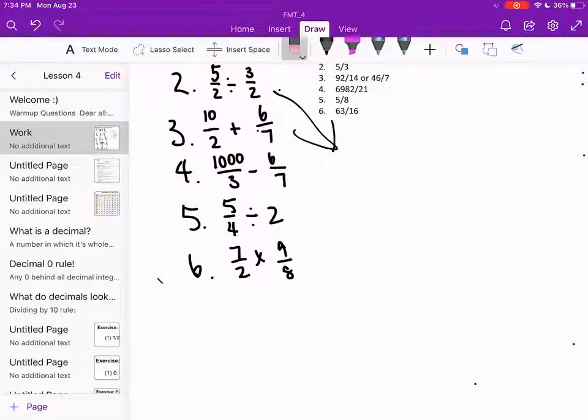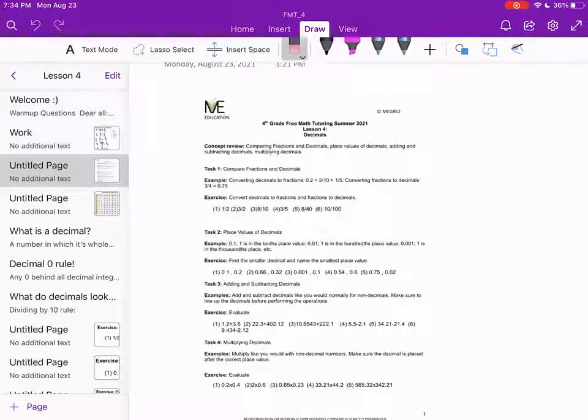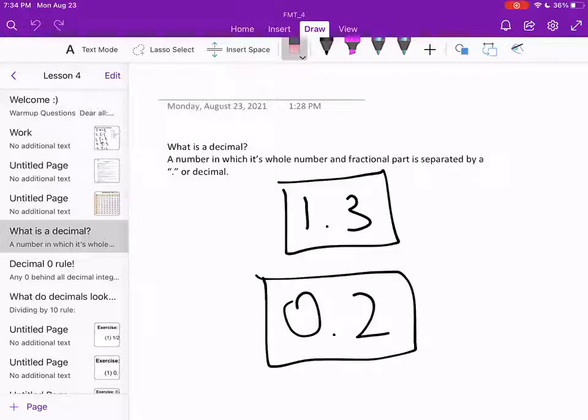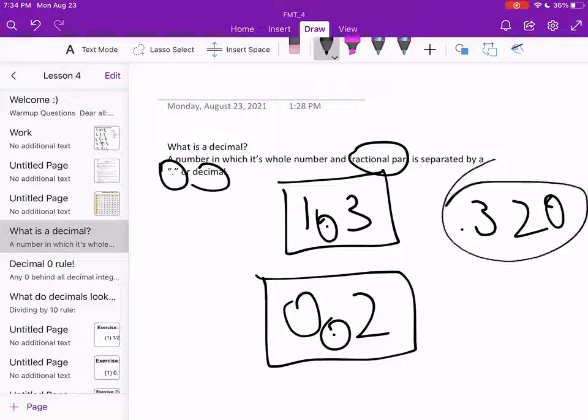All right, we're gonna start going through the next lesson today, and this is gonna be about decimals. So what is a decimal? A decimal is a number where its whole number and fractional part is separated by a period or decimal. So this is a decimal right here. And anything behind a decimal, no matter what number it is, is basically representing a fraction.